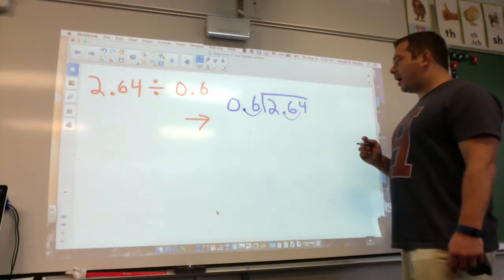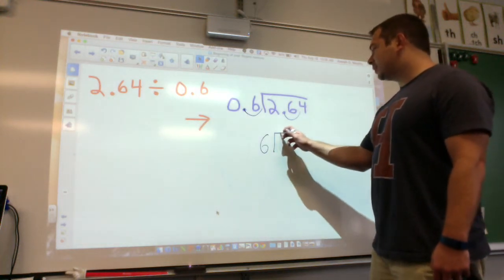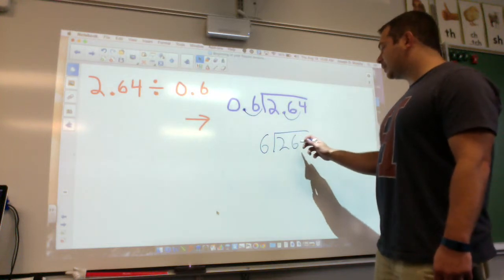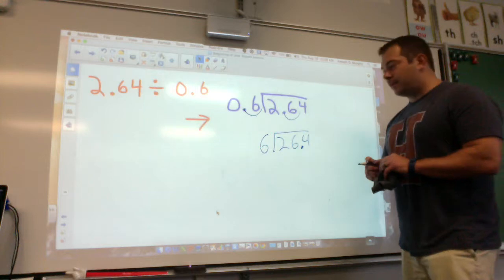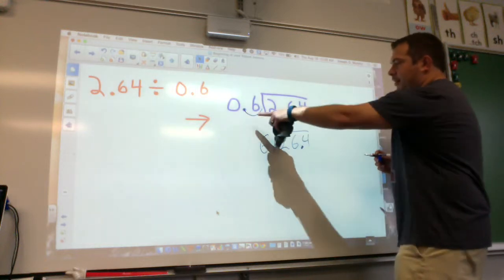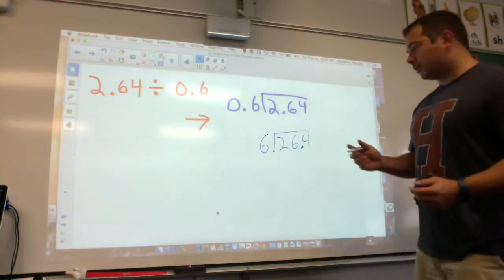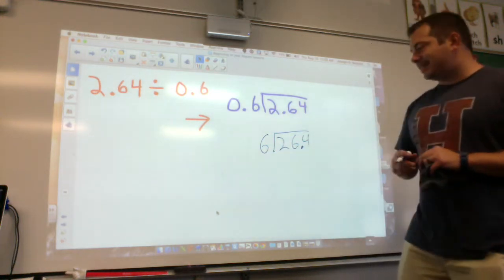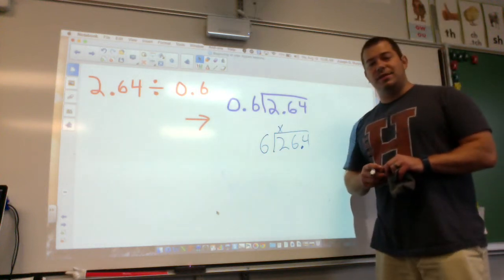So one swoop, I'm going to rewrite that as how many times can 6 go into 26 and 4/10. Make my decimal bigger so you can see it there. There it is. I only had one swoop to do. So I now have a new problem. Here we go. How many times can 6 go into 2? Well, it can't. How many times can 6 go into 26?